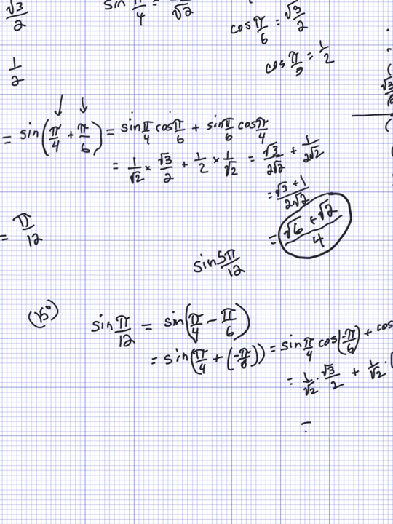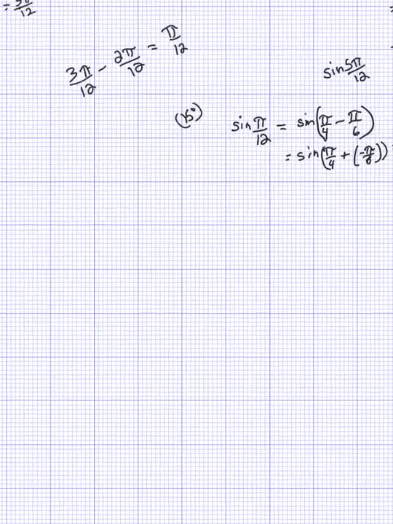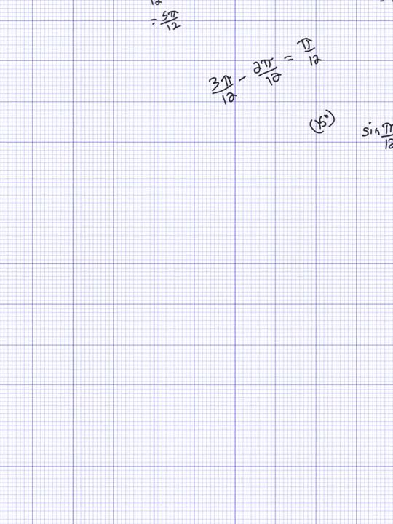And that is just equal to root 3 over 2 root 2 minus 1 over 2 root 2, which equals root 3 minus 1 over 2 root 2. And of course, a lot of people like to get the root 2 out of there. So we're going to say root 6 minus root 2 over 4. There you have it, compound angles. There's still a few extra things that we can do that relate to that.